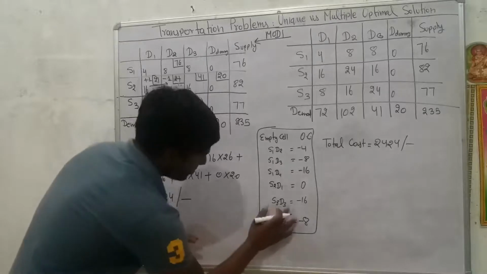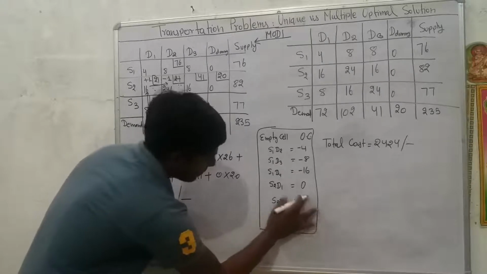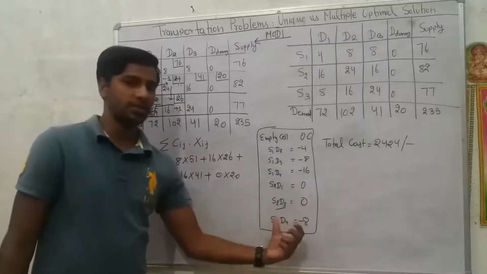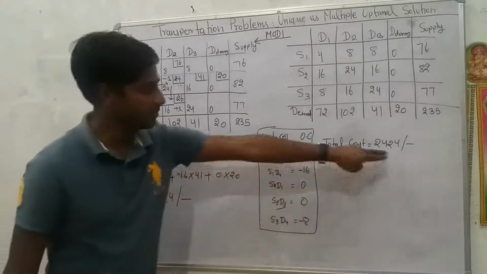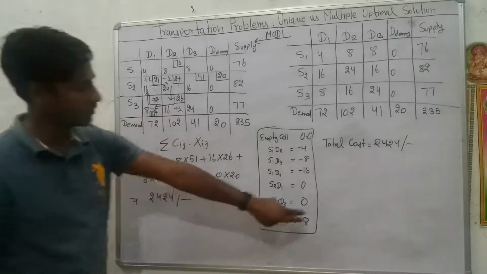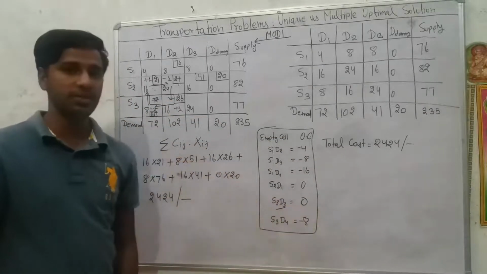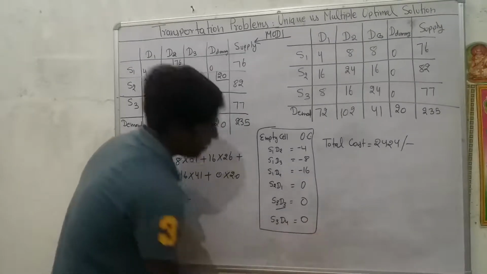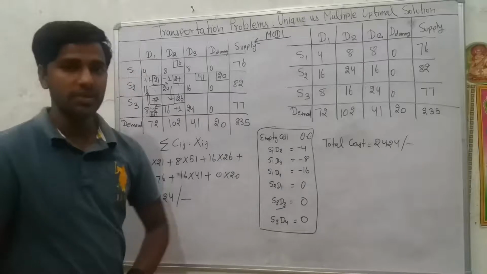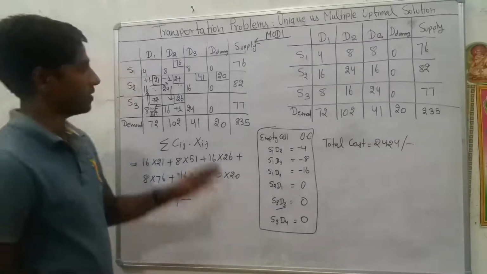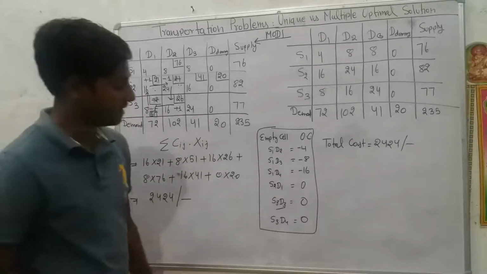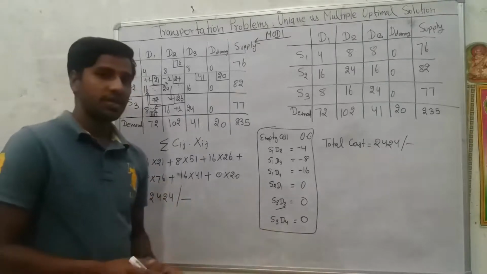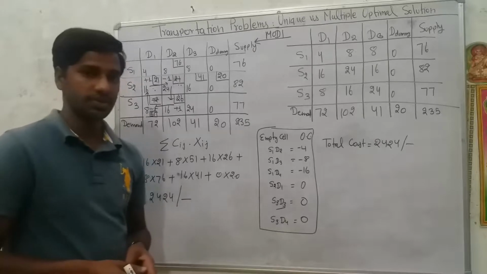Suppose in case this cell also has 0, it means we have one more optimal solution of that particular problem in addition to this one. So in total we have three optimal solutions of that problem. If S3D4 is also equal to 0, it means we have four optimal solutions of that problem. So in a transportation problem, it is very easy to identify whether a problem has a unique or multiple optimal solutions. Thank you.